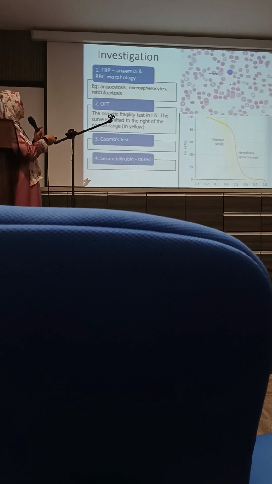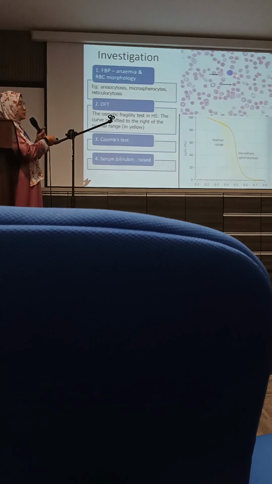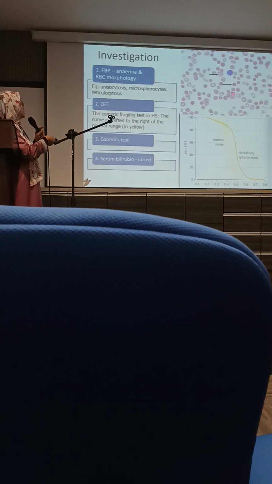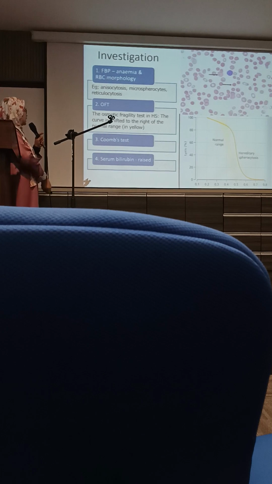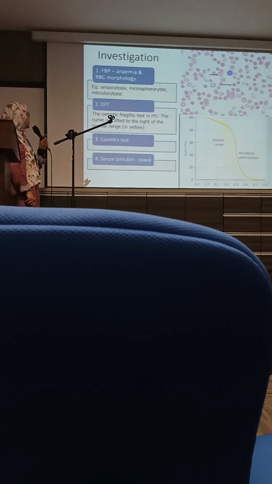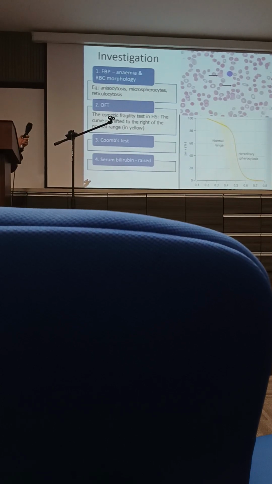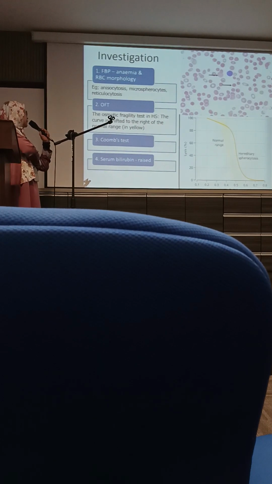This is a lymphocyte, which is the size a cell should be. And you will see the spherocytes are small. So these are microspherocytes. And you will see reticulocytes. These are the purple ones. These are reticulocytes. And when you do the osmotic fragility test, the curve is shifted to the right.